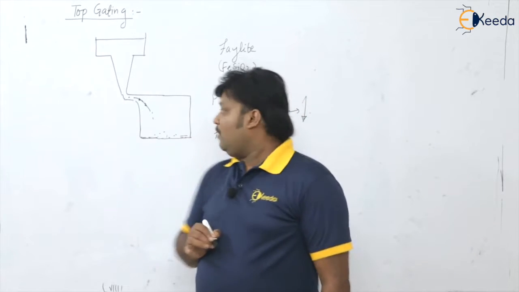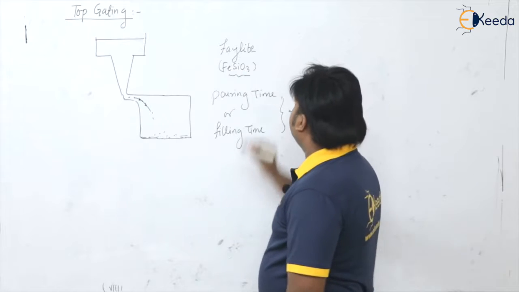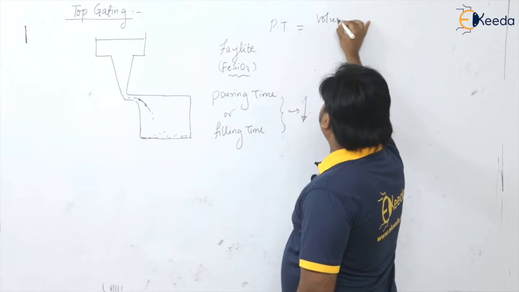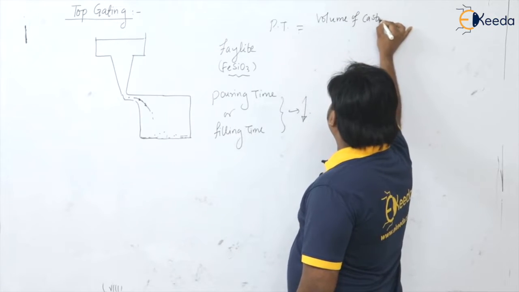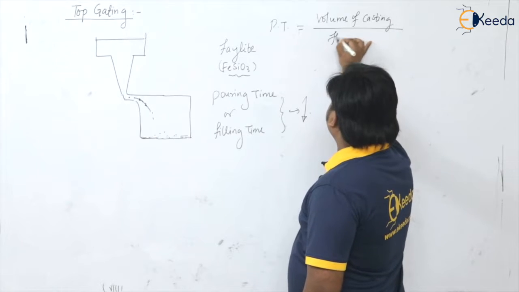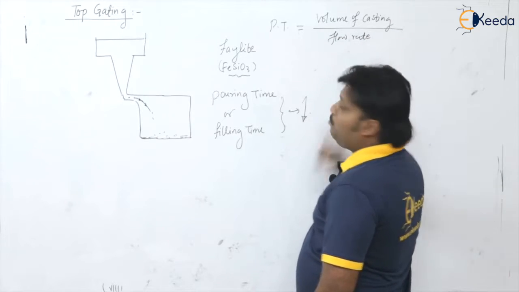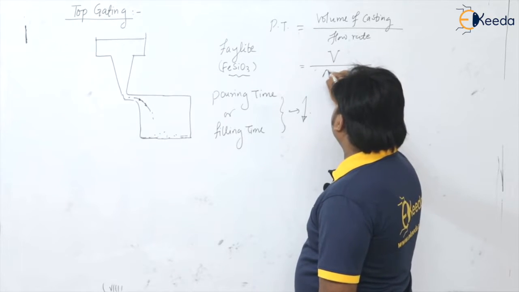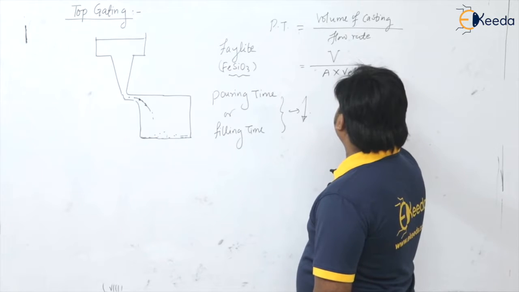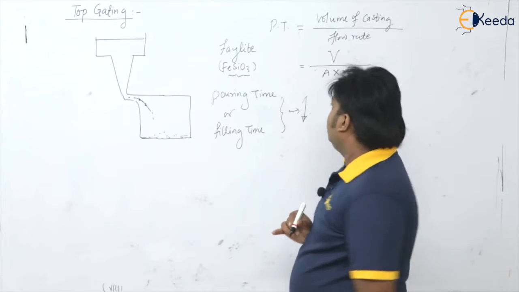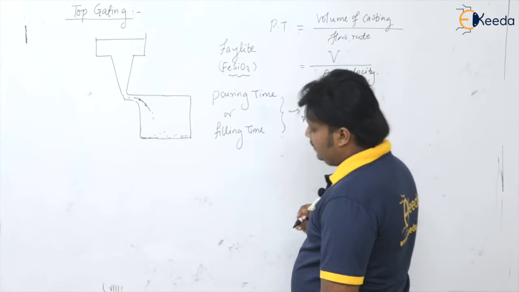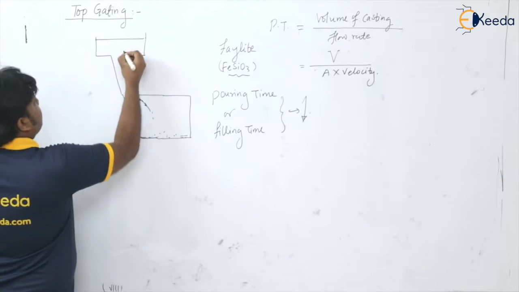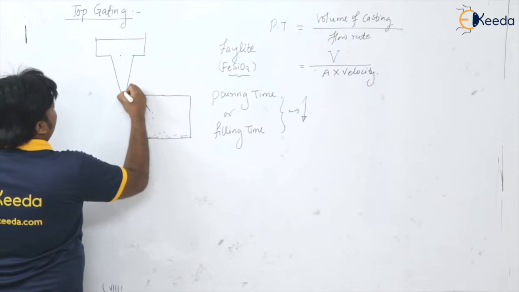Now, how to calculate this pouring time or filling time? See here, pouring time can be calculated as the volume of casting divided by the flow rate of molten metal. Suppose the volume of casting is V, then flow rate is equal to area into velocity, isn't it?